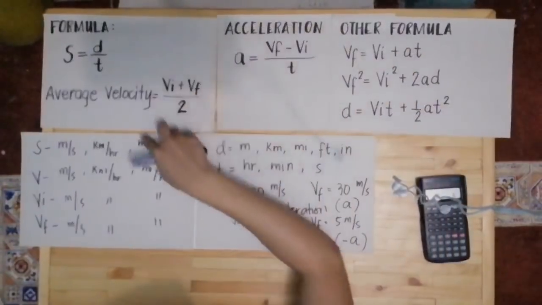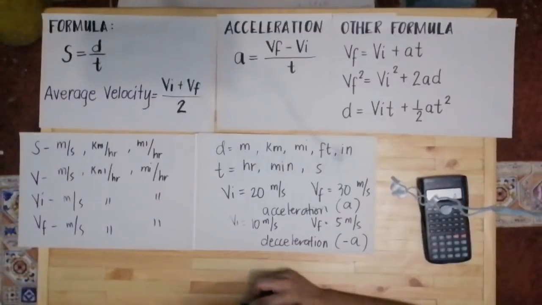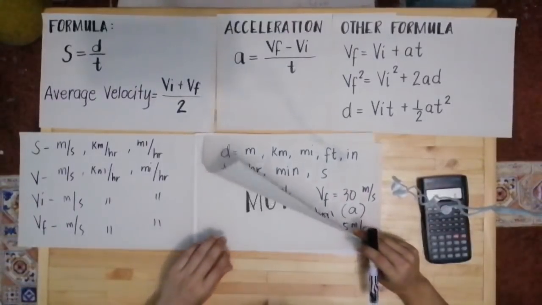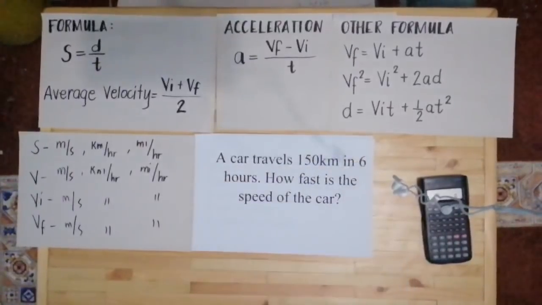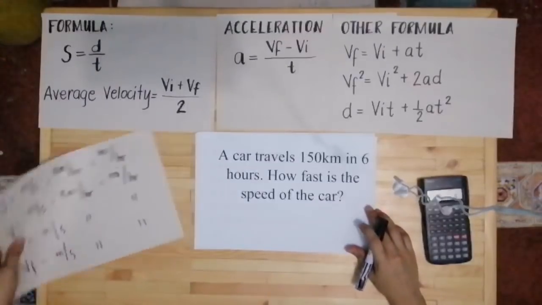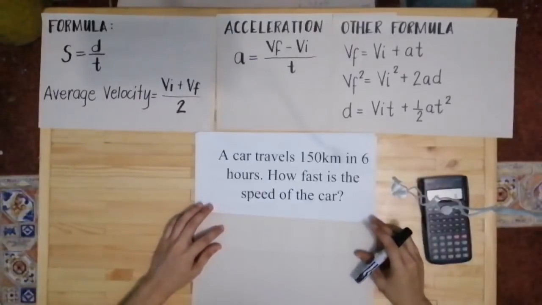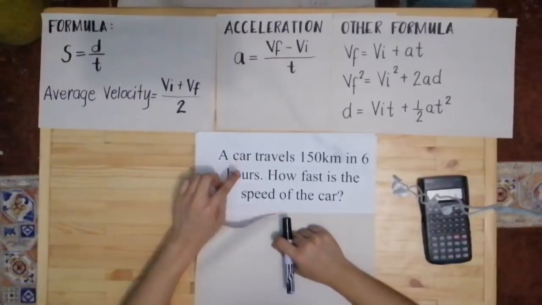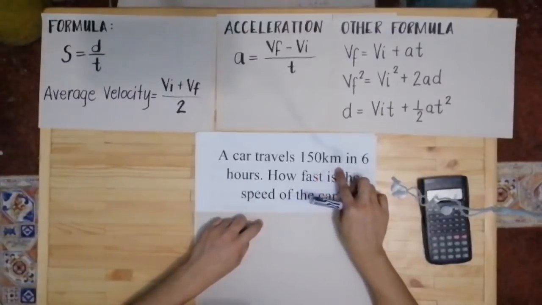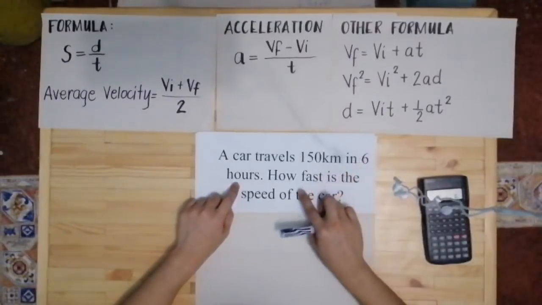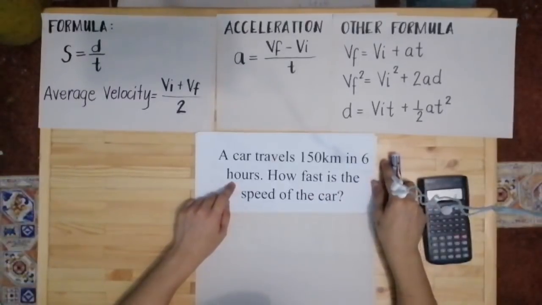So para ma-apply natin yung mga formulas na yan, let's have the word problems and solve it. So this is the first problem we have in here. So let's solve that. Of course, we need to understand first the problem. A car travels 150 kilometers in 6 hours. How fast is the speed of the car?